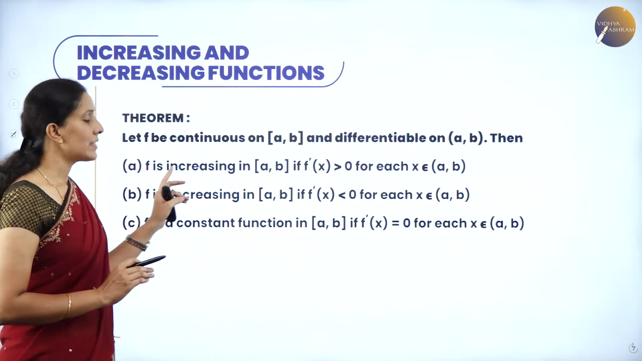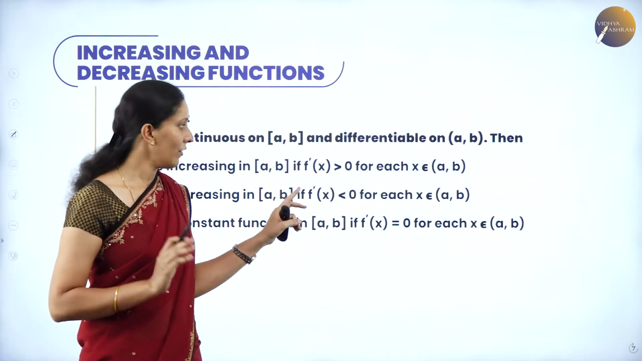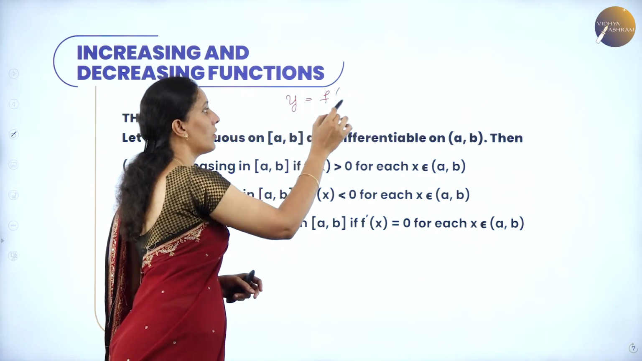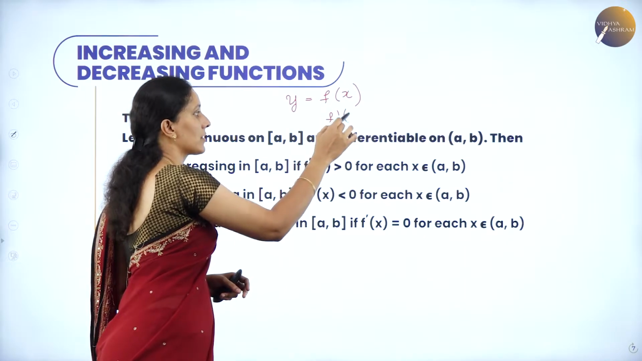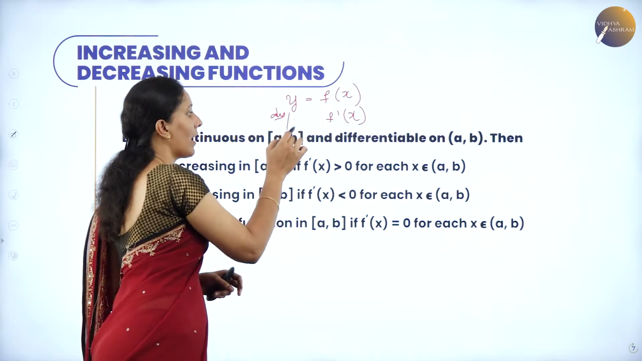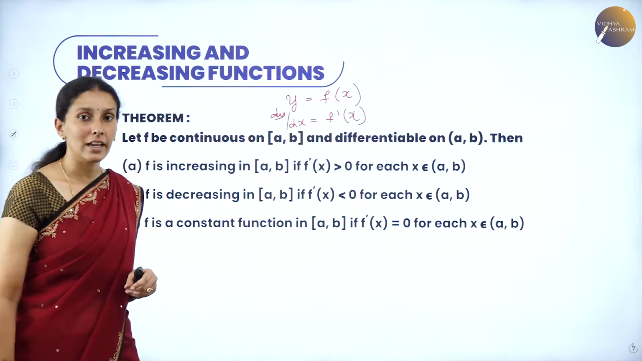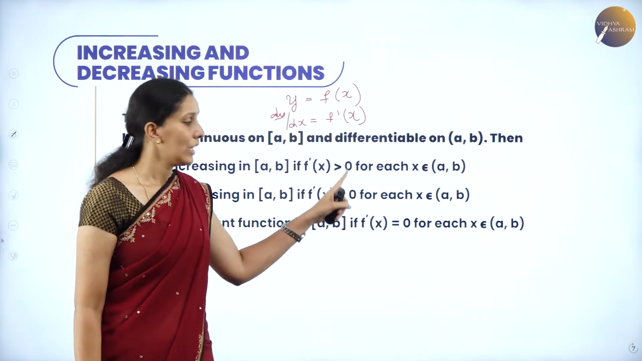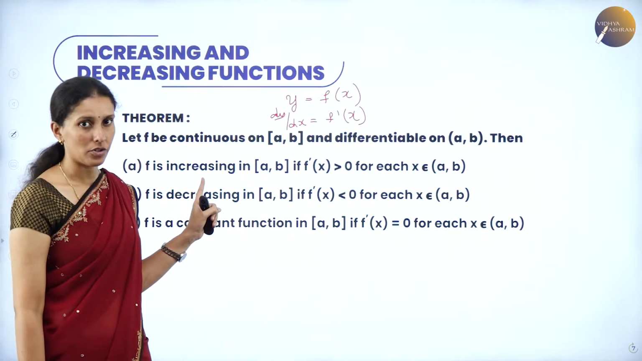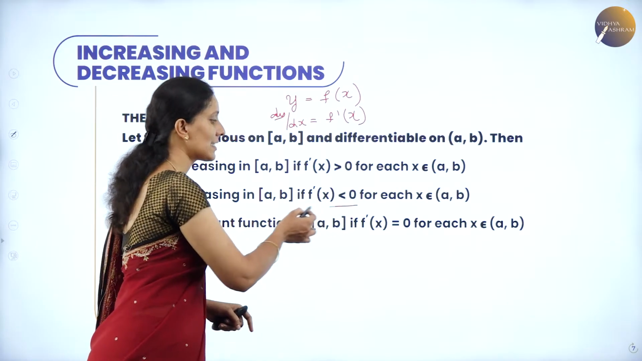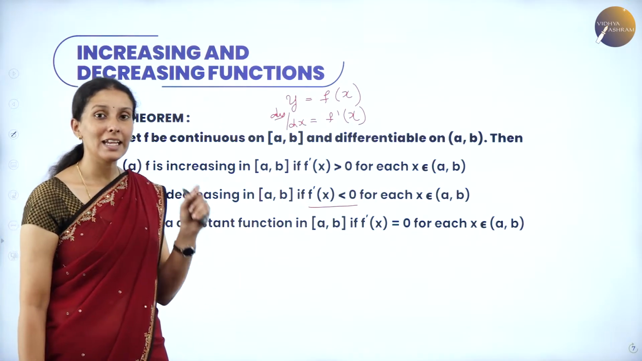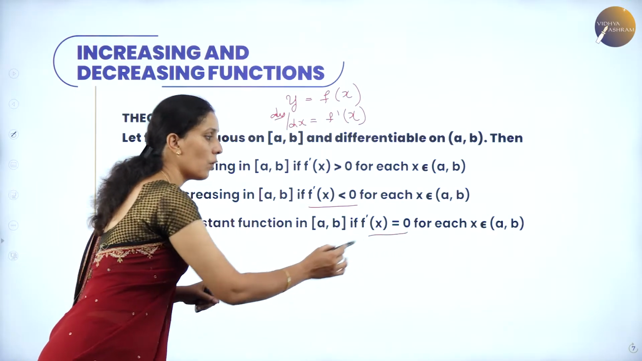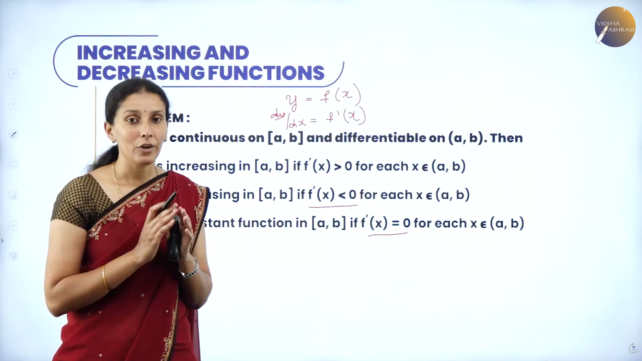Then f is increasing on the closed interval if f dash of x. So whenever any function is given in the form of y is equal to f of x, find out f dash of x. f dash of x is nothing but dy by dx. So find out its derivative. Whenever the derivative is a positive quantity, then we say that it is an increasing function. Whenever f dash of x is less than 0, that is if it's a negative quantity, then we call it a decreasing function.